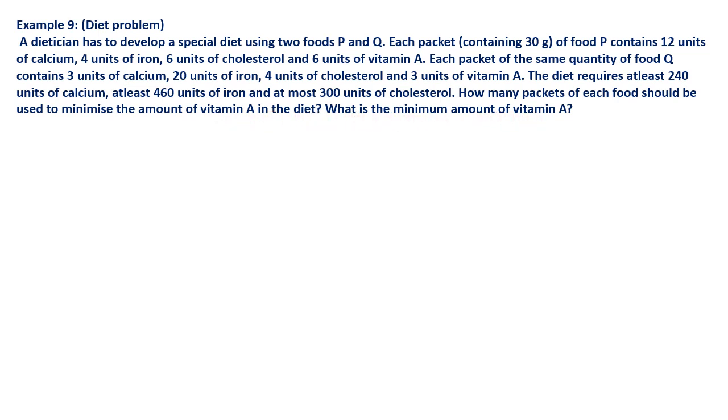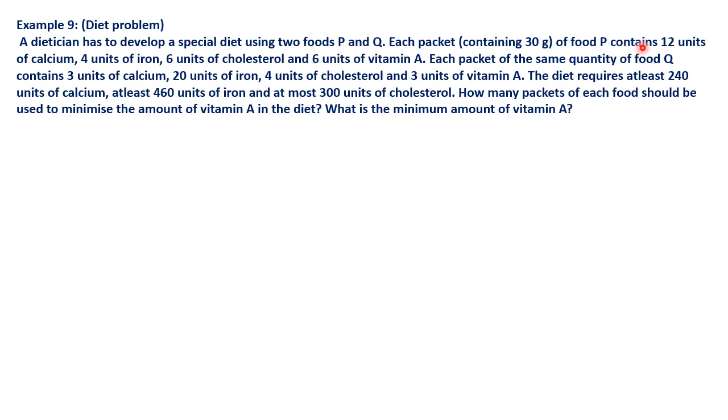So here I will just explain the question and you will do it as homework. You have to form the inequalities and plot them on a sheet of graph, and complete it as homework. Here a dietitian has to develop a special diet using two foods P and Q. It's about two foods P and Q.